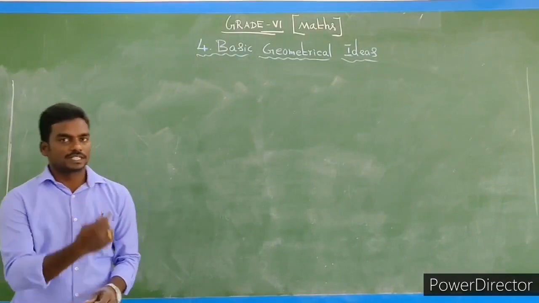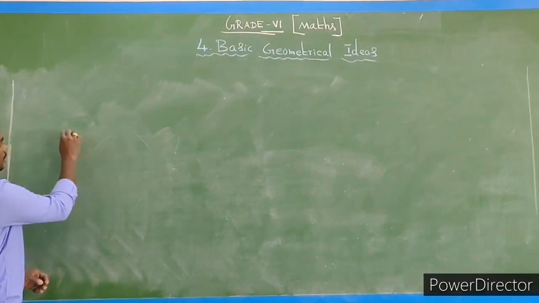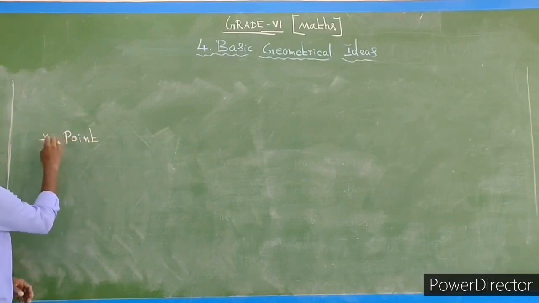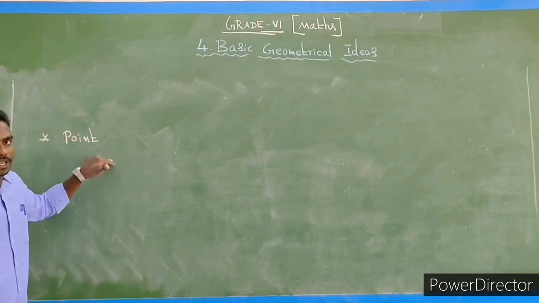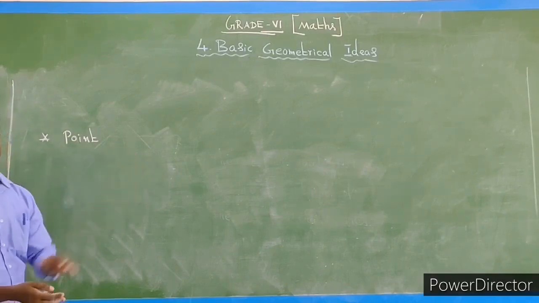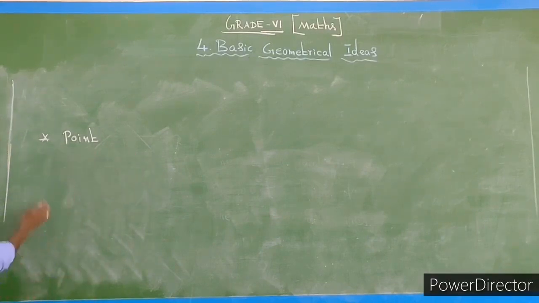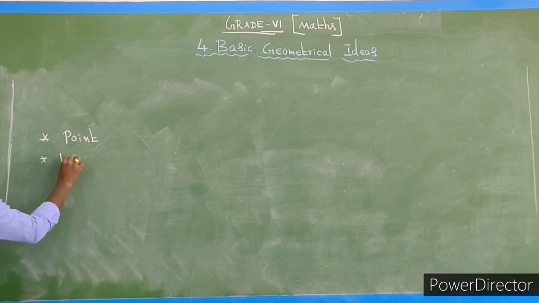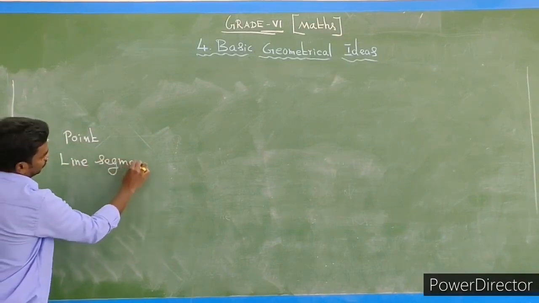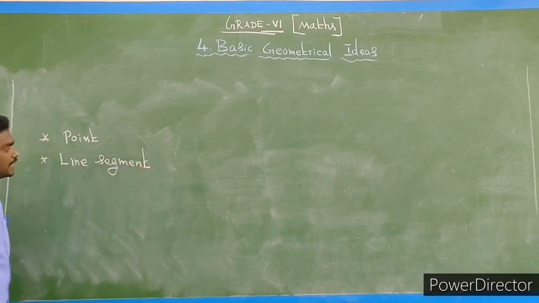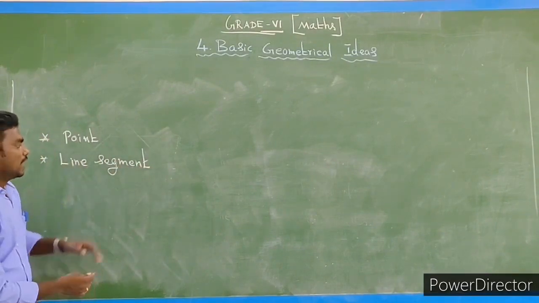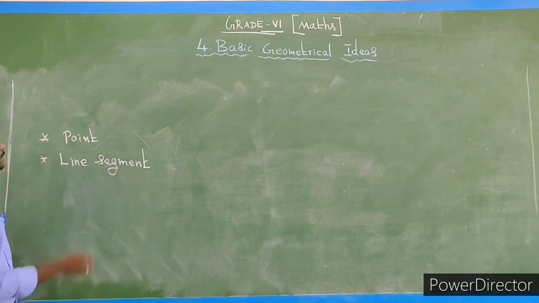So what we discussed in this class: first one is a point. We know that a point determines a location, which is usually named with capital letters. So first concept is point. What is the second concept? Line segment. What is a line segment? A line segment is the shortest distance between two points.